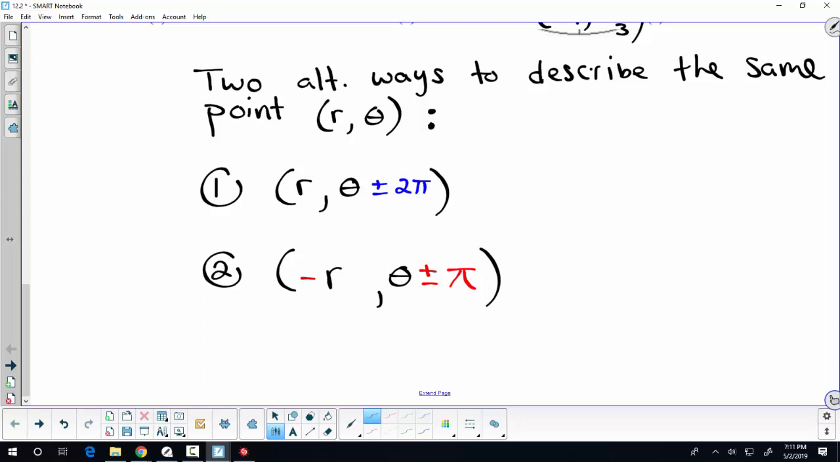So if you think about any point in that plane being pi units apart, it's on the same line reflected through the origin, right? So if I say, again, that example, if that's the point 4 comma pi over 3, when I subtract pi from pi over 3, what do I get?